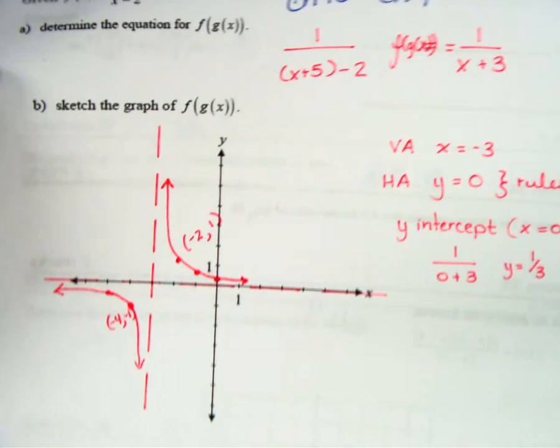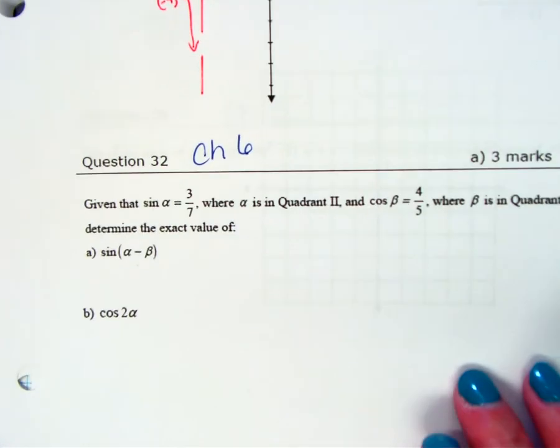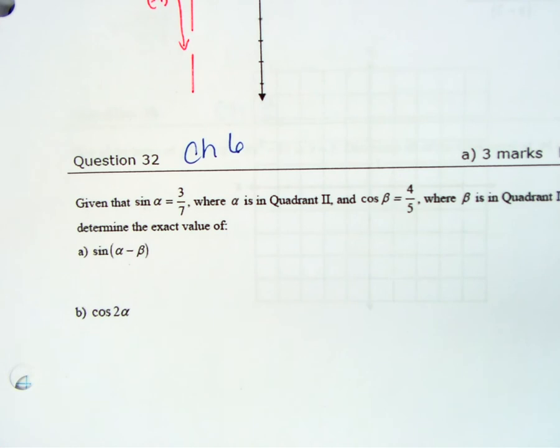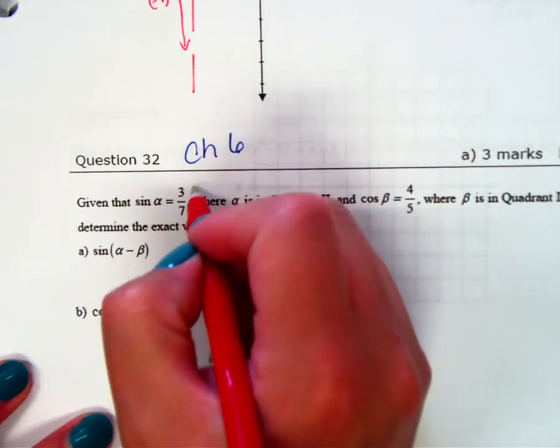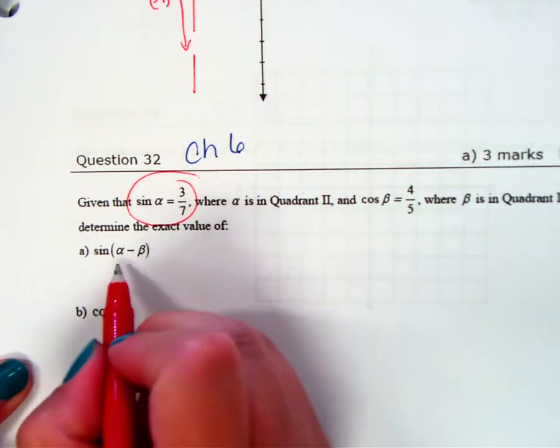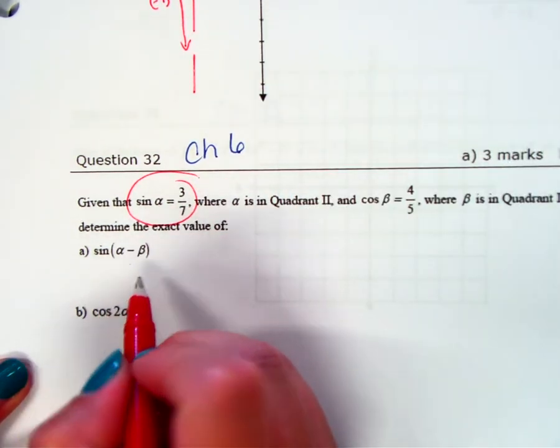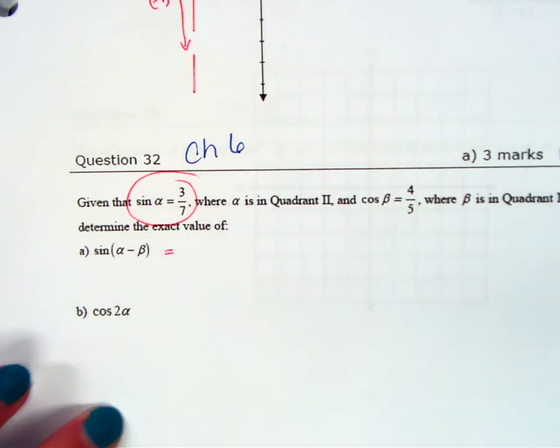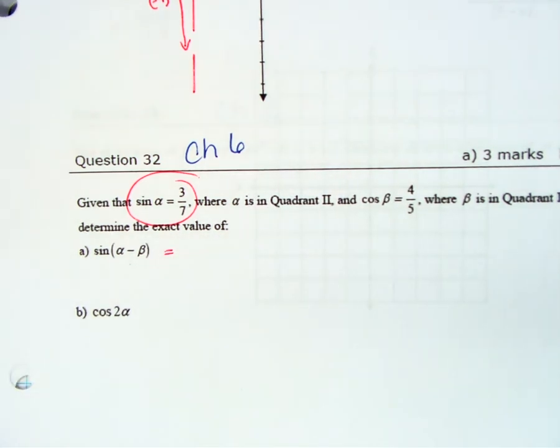Question 32. I might need some more room to answer this one. It's also a 4-mark question. 3 and 1, right? Okay, so all the hard work comes in part A. So this is the one where we create the pictures. Because if we're using an identity here, do you guys remember that identity right off the top of your head?